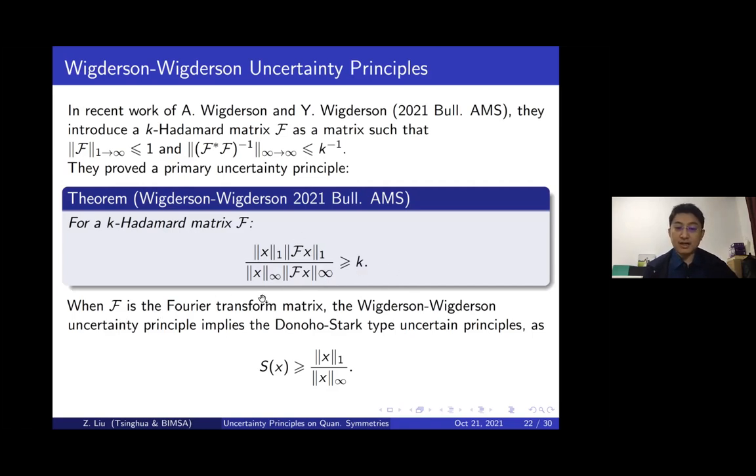Clearly, this uncertainty principle is stronger than the Donoho-Stark uncertainty principle, because the support of x, as this function on a set, the support of x is bigger than the one norm over the infinity norm. This is obvious. So this inequality implies the Donoho-Stark uncertainty principle. And that's the primary one in their paper. And we call it the Wigderson-Wigderson uncertainty principle, or this type of uncertainty principle.